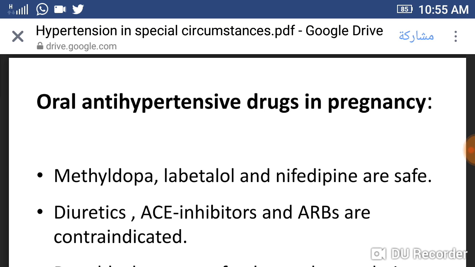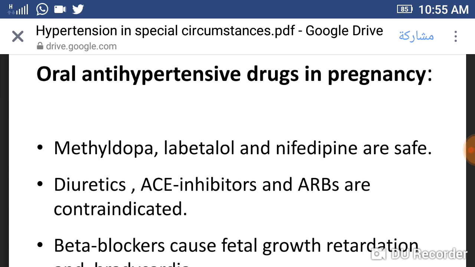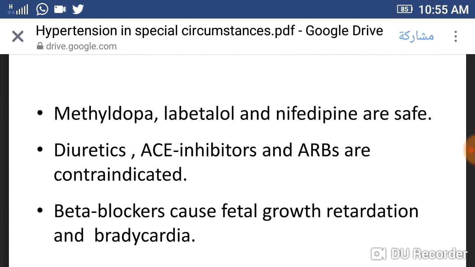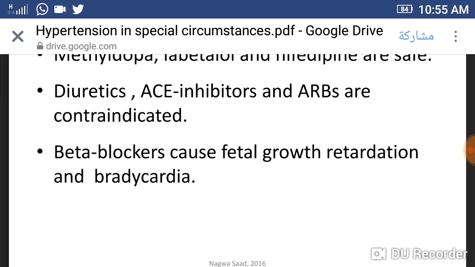Diuretics, ARBs, and ACE inhibitors are contraindicated in pregnancy. Beta blockers cause fetal growth retardation and bradycardia. So diuretics, beta blockers, ACE inhibitors, and ARBs, the angiotensin receptor blockers, all of those are contraindicated in pregnancy.